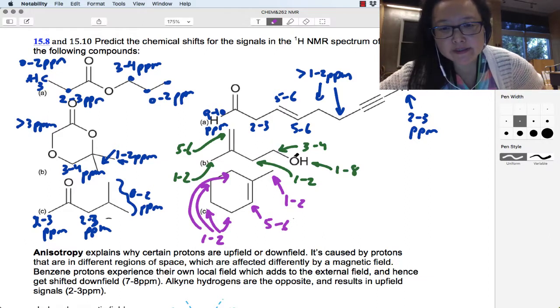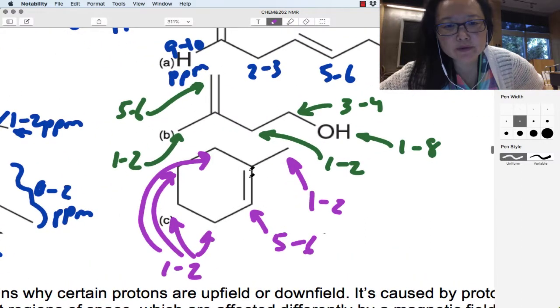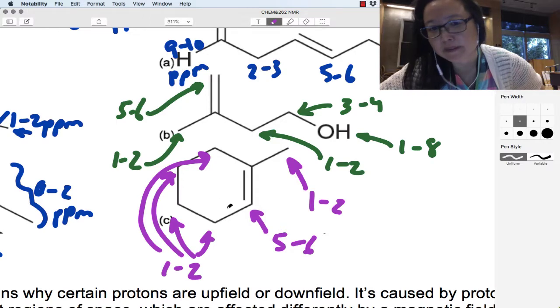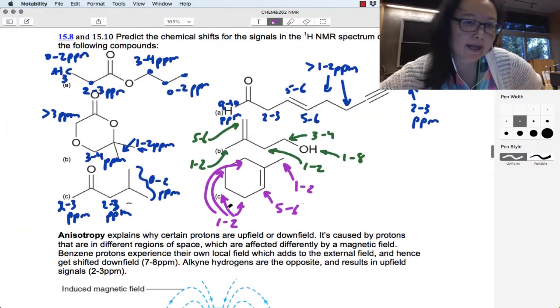This one is next to a carbon, hydrogen on a carbon, on an oxygen. So they're 3 to 4. And the hydrogen on the oxygen is the variable 1 to 8. For this last molecule, we have methyl group here 1 to 2, vinyl group 5 to 6. We have these alkyl groups 1 to 2, but the ones next to the double bond in resonance might be a little bit different, maybe a little bit higher.